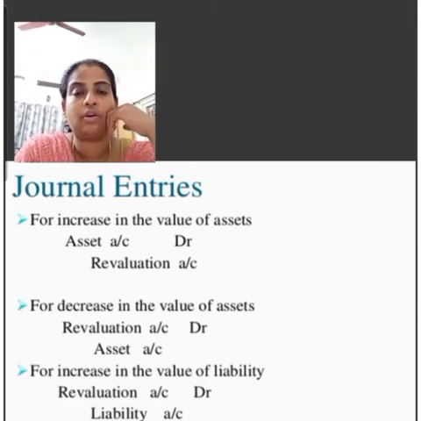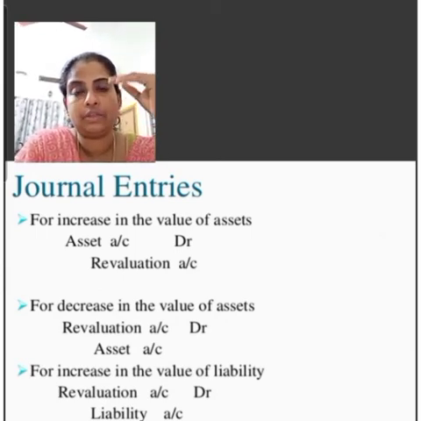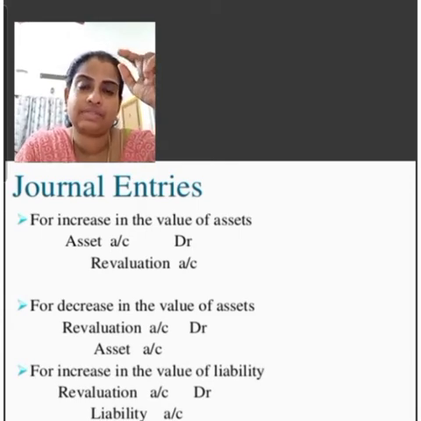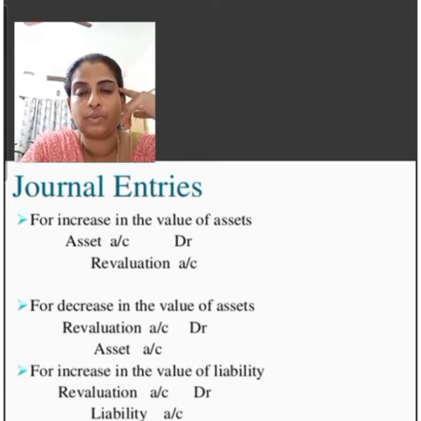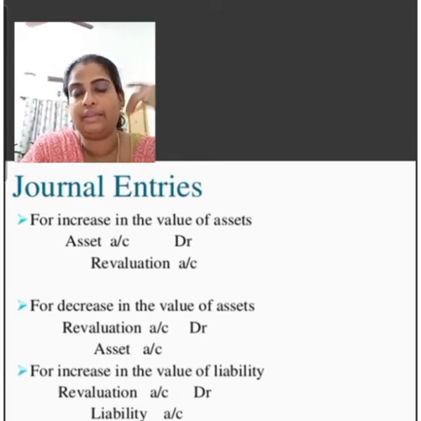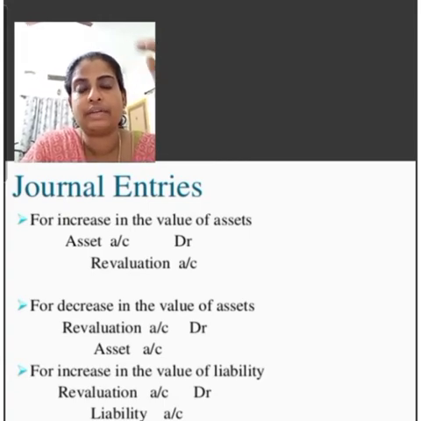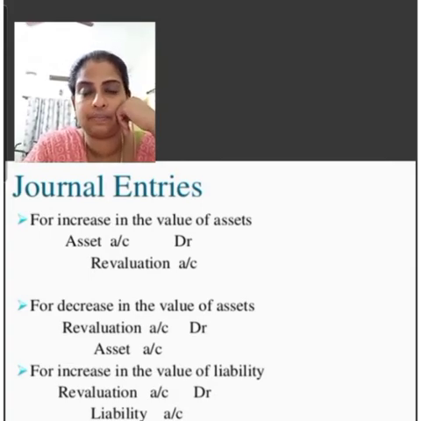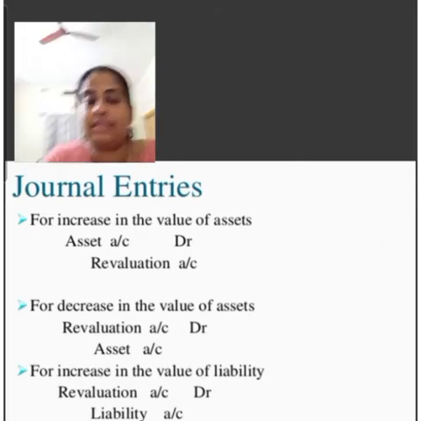Next, the entry for recording increase in the value of liability. During the year 2019, in a creditors account there is a balance of 60,000. Then during the year 2020, there is a balance of 80,000. That means there is an increase in the balance of creditors account with the amount of 20,000. In that situation, we have to pass a journal entry. The journal entry will be revaluation account debit to liabilities account.